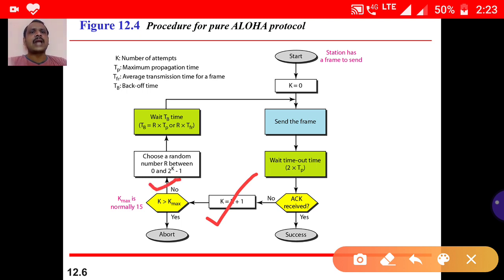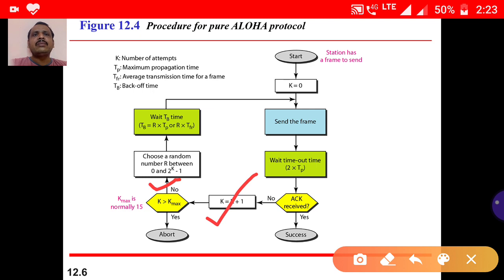Then go to choose a random number R between 0 and 2 to the power of k minus 1. R is a random variable. With k equal to 1, 2 to the power of 1 is 2, 2 minus 1 is 1, so R is between 0 and 1. Two values are possible. Now we have to derive the backoff time TB.